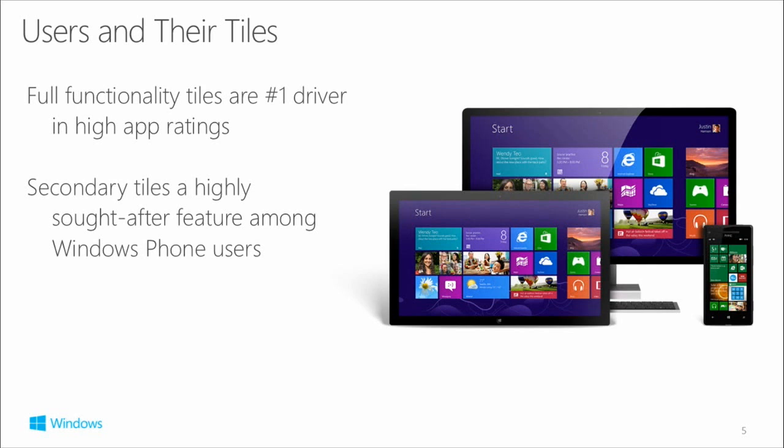And interestingly, another one close behind, I think #2 or #3, a highly sought after feature for Windows Phone users is a secondary tile. And that's a tile that pulls the user into some sort of a deep link inside the application, or a specialty case inside the application. Users want their tiles to take them to exactly the information they want. And so you can do that with secondary tiles, and they really love it.